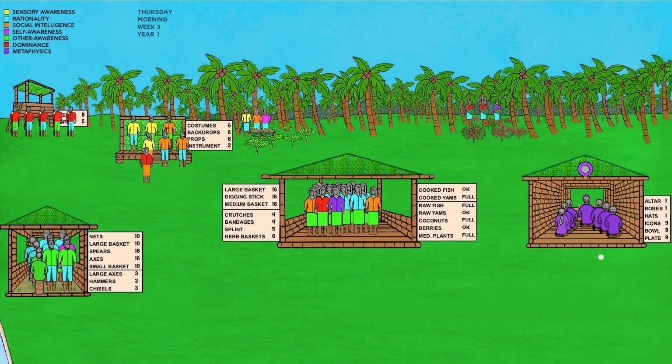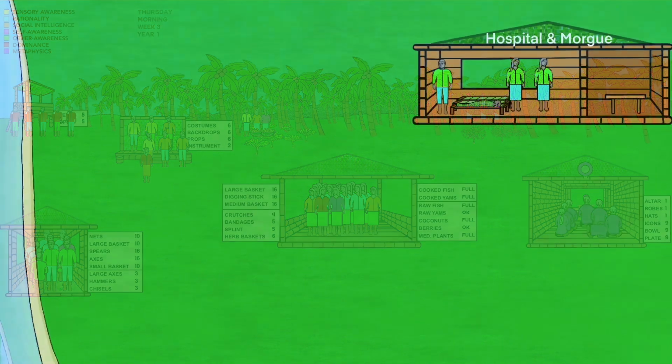Next we have the situation where a human becomes sick. Once again, when a human is sick, they will drop to the ground and be taken to the hospital.